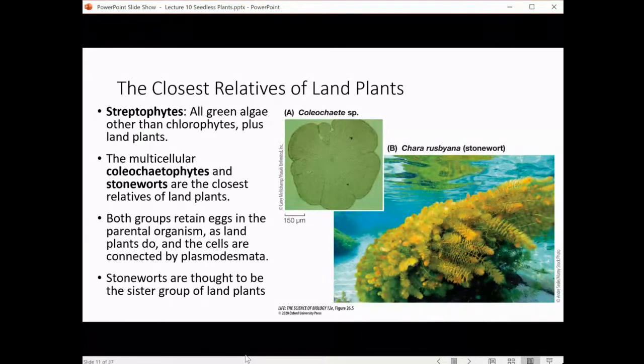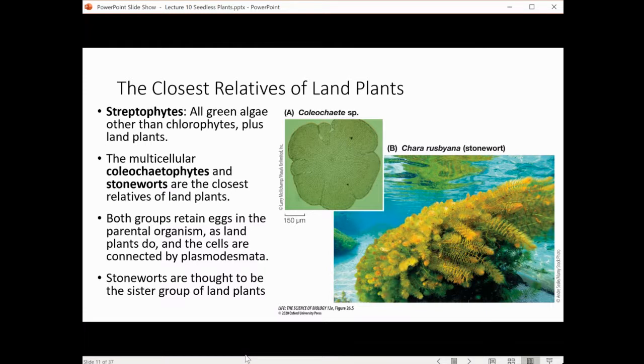Streptophytes are some of the, again, thinking of that family tree, the basal branches there. They are green algae-like, and they have a direct connection to land plants, particularly stoneworts, okay?